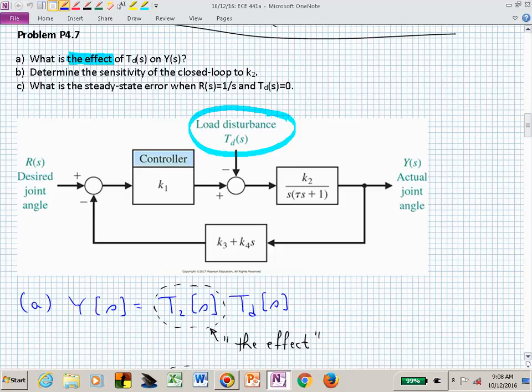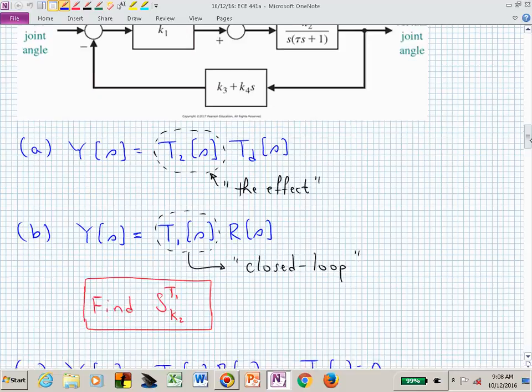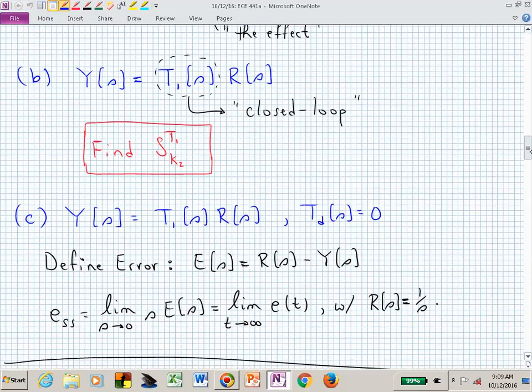And then you're asked to find the steady state error. When the reference input is a unit step, essentially, the disturbance is 0, and now they want to know if you put in a step command, let's say that's the desired joint angle, where does the actual joint end up? What's the steady state error? The output Y is related to the input by the transfer function T1. We're assuming the disturbance is 0.